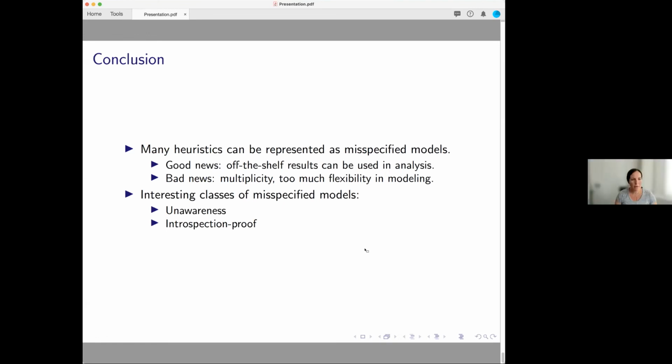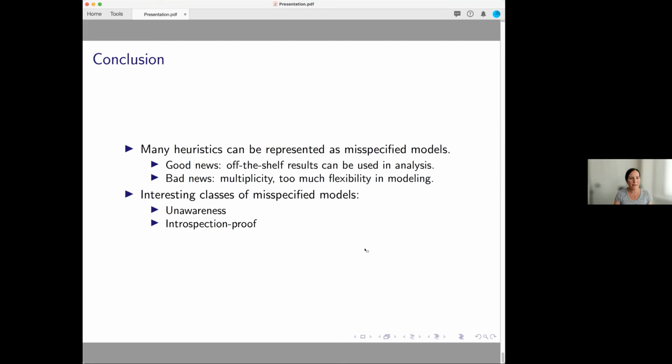So I think unawareness and introspection proofness are properties of misspecified models that, if you didn't want to start with a heuristic, you could say you're starting with misspecified models, the compelling property, and use either unawareness or introspection proofness. So they have their own merit independently of the connection between heuristics and misspecified models. You're just saying if you use misspecified models for whatever reason, either to capture heuristics or not, you should be thinking about misspecified models which have an extra property.